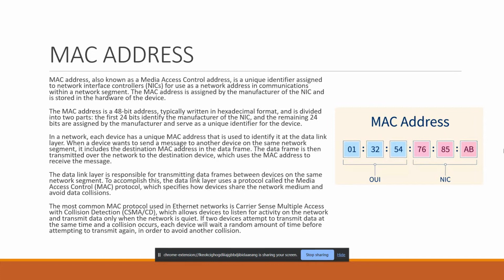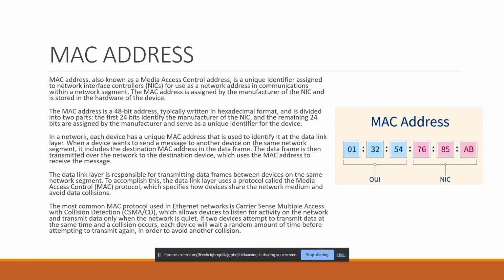In a network, each device has a unique MAC address and it is used to identify it at the data link layer. When a device wants to send a message to another device on the same network segment, it includes the destination MAC address in the data frame. The data frame is then transmitted over the network to the destination device, which uses the MAC address to receive the message.